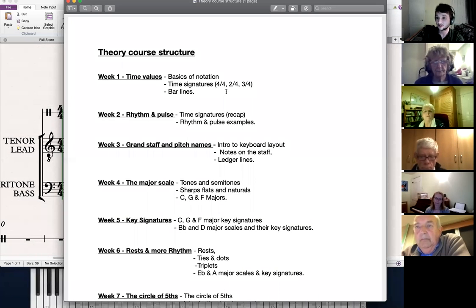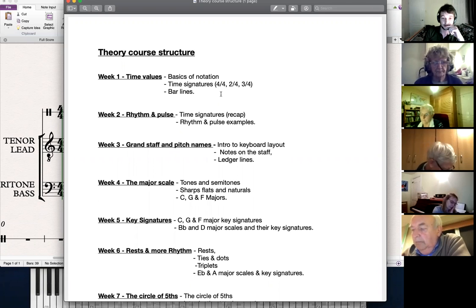So that's the basics of notation. That's kind of how it works. That's what notes are, that's what note durations are, and that's pretty much all you need to know for note durations at this point. In the worksheet, there are some exercises on note durations. The next thing is time signatures.